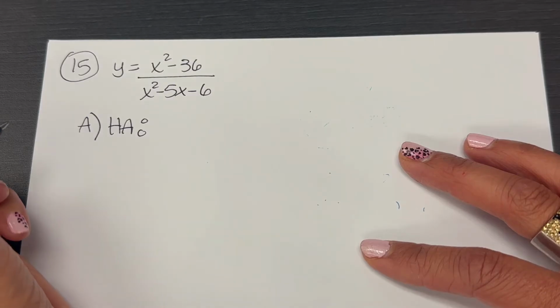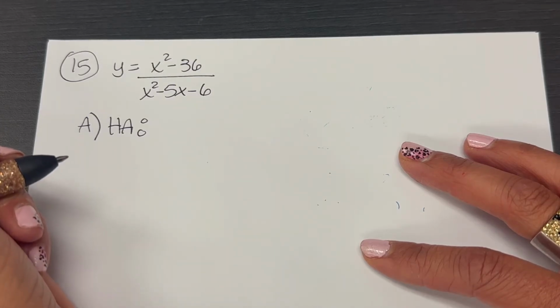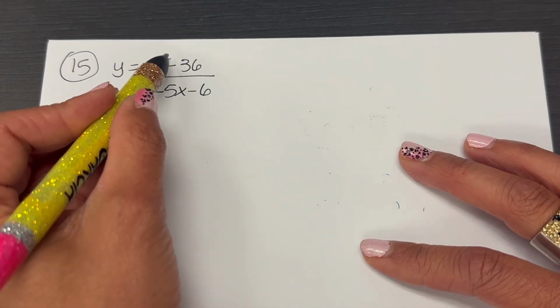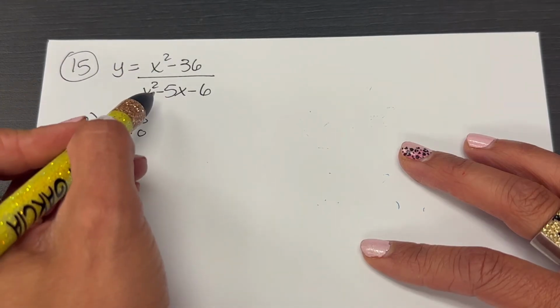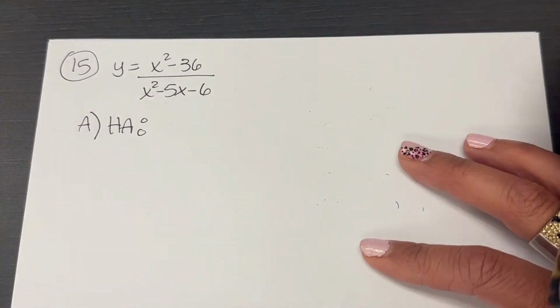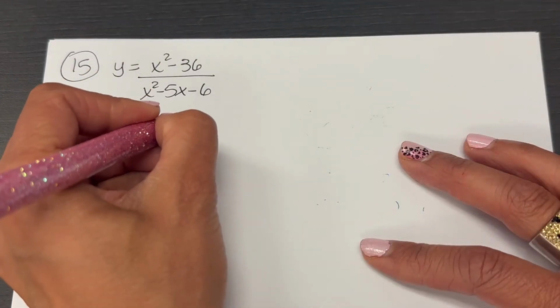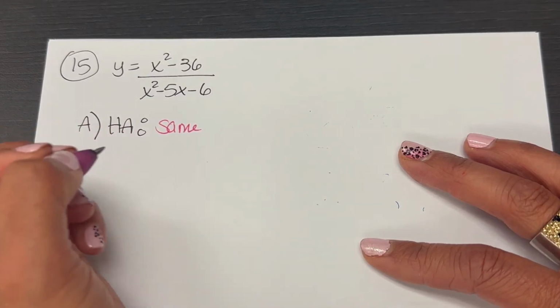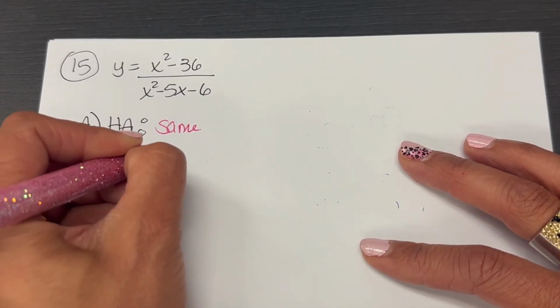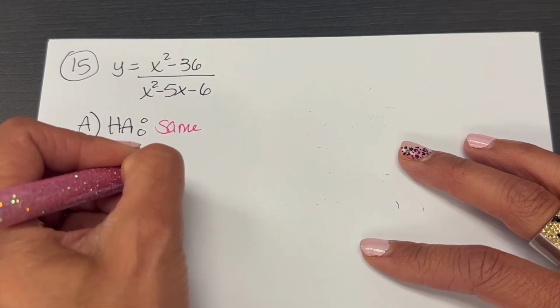Okay, so this is where we have to ask ourselves, big top, big bottom, or same? And I'm talking about the degrees. And I see that the highest degree in the top is a power of 2, the highest degree in the bottom is a power of 2, so they've got the same degrees. When it's the same degrees, you take the ratio of the leading coefficients. So it would be y equals the LC of the top over the LC of the bottom.